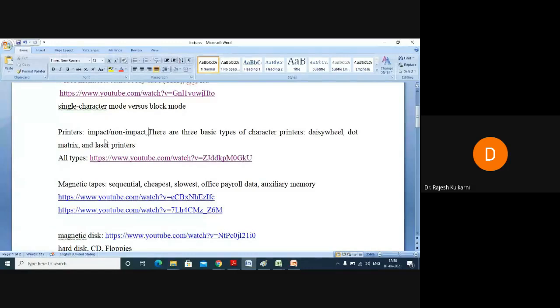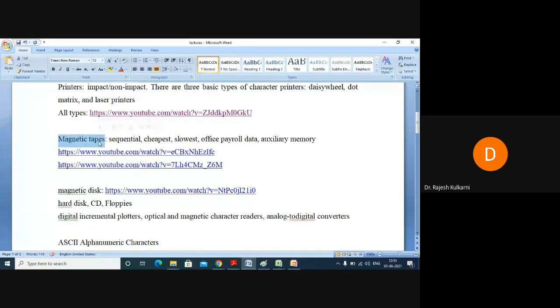And this daisy wheel and dot matrix come under what? They come under the impact printer. Laser printer comes under what? It comes under the non-impact one. So let us come back again to magnetic tapes.